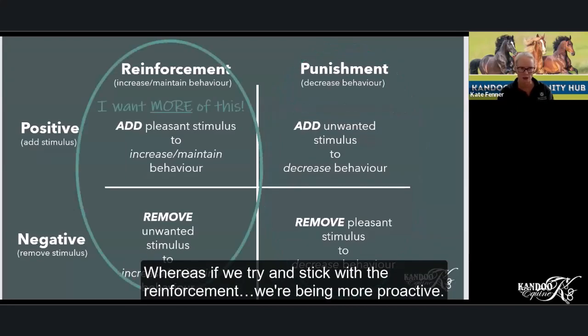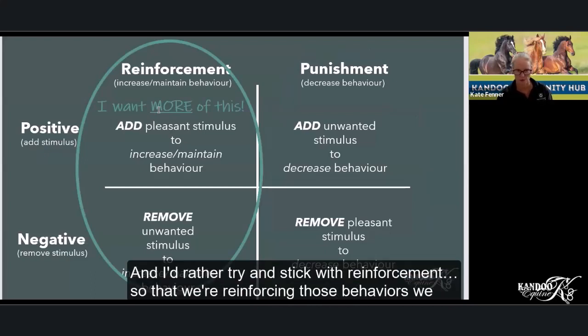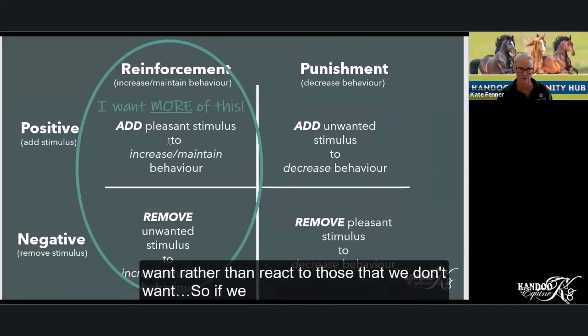Whereas if we try and stick with the reinforcement, we're being more proactive. So we're reinforcing behaviors that we want. And I'd rather try and stick with reinforcement so that we're reinforcing those behaviors we want rather than reacting to those that we don't want.